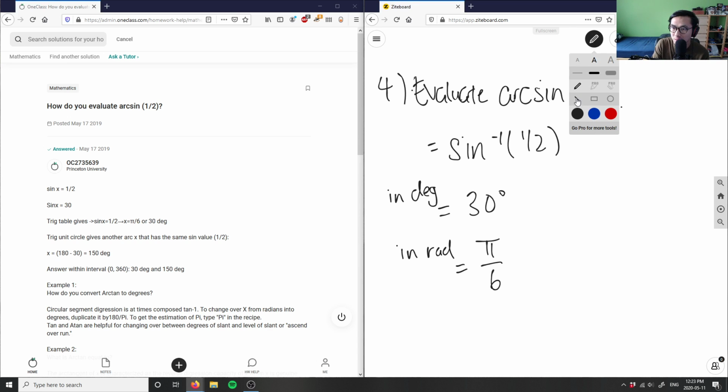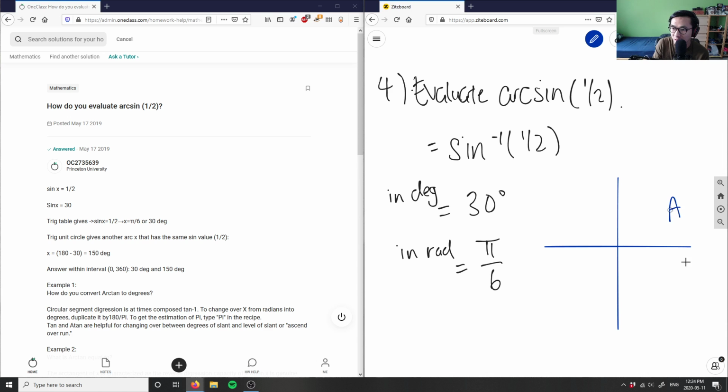So let me just draw out the four quadrants for you on this side here. I'll do some blue because it's some side work. So what we have here is CAST, C-A-S-T. Here is quadrant 1, quadrant 2, quadrant 3, and quadrant 4. We're working with the inverse of sine here, and it's a positive value. So this here is 30 degrees.